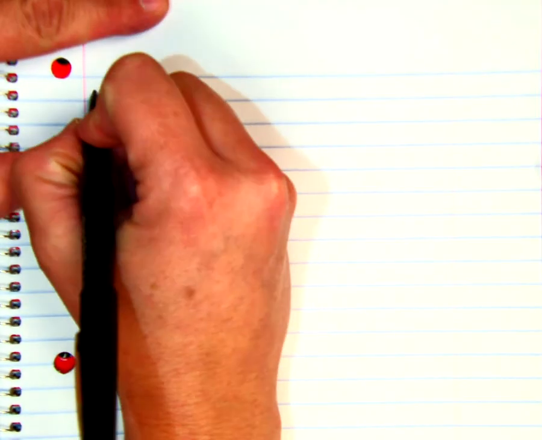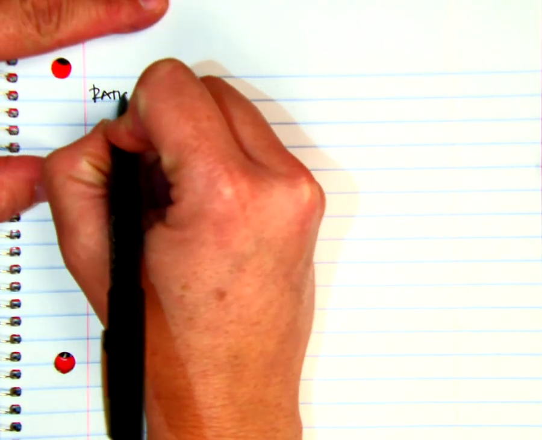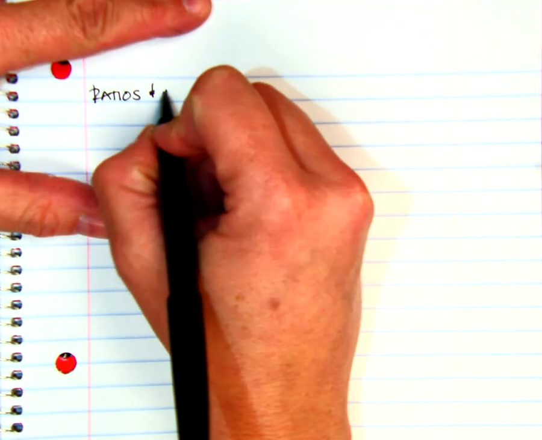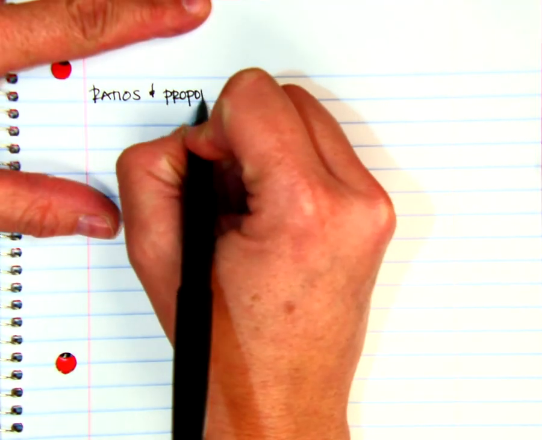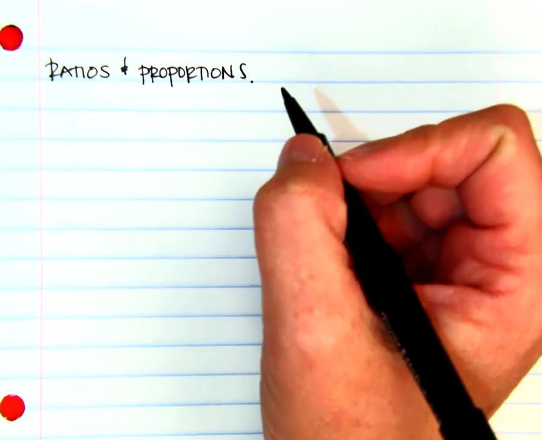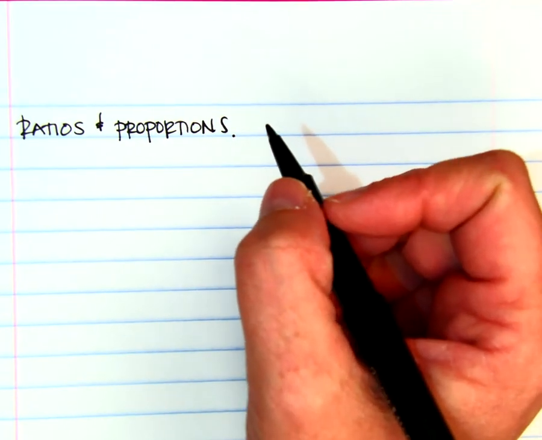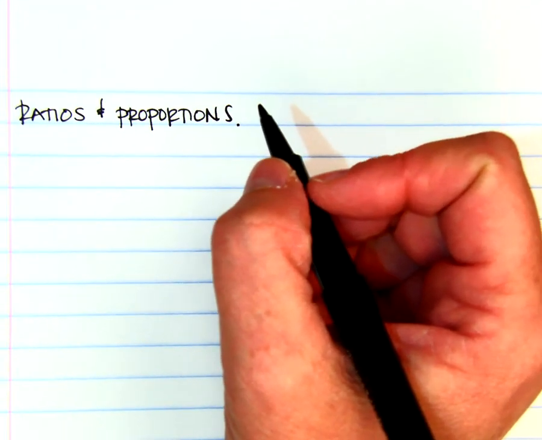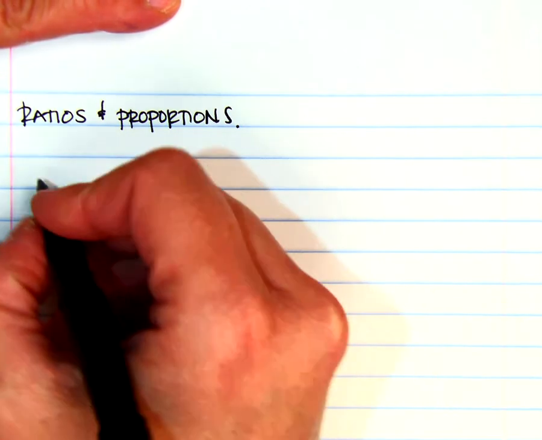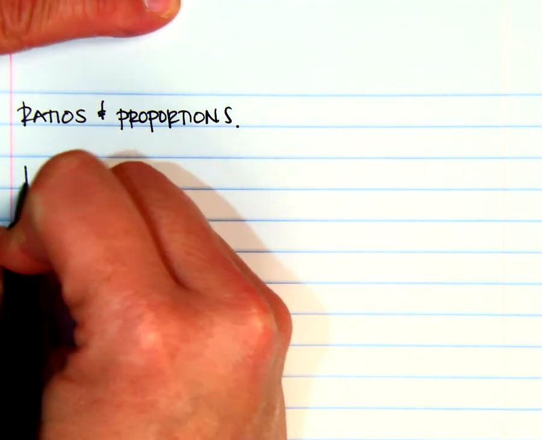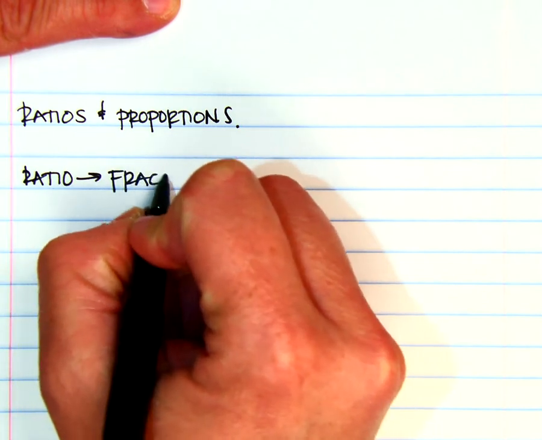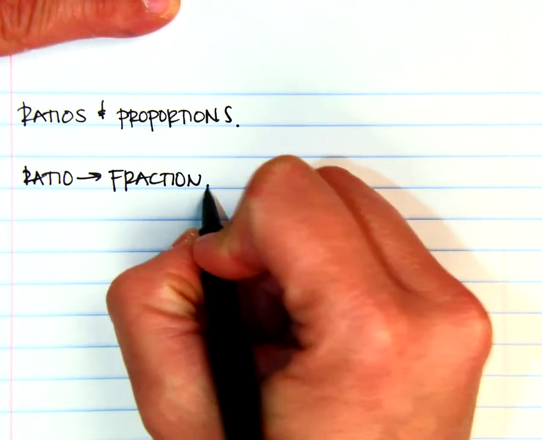Okay, ratios and proportions. Let's zoom in here a little bit. For ratios and proportions, this should be an algebra review. What you need to remember is that a ratio is just a fraction. It's a comparison of two quantities.